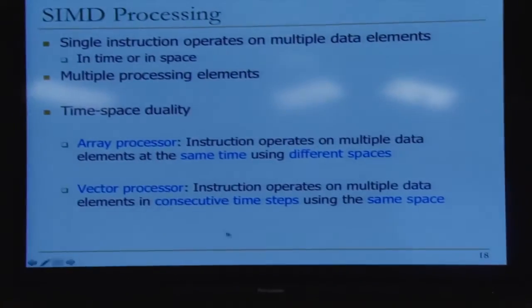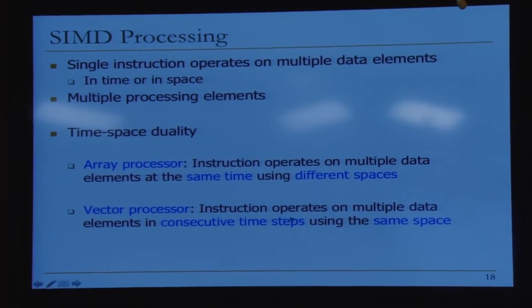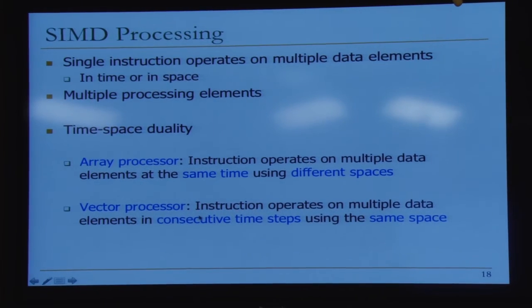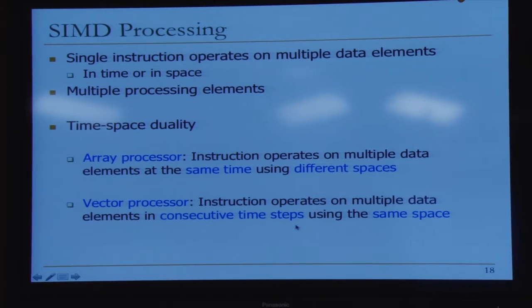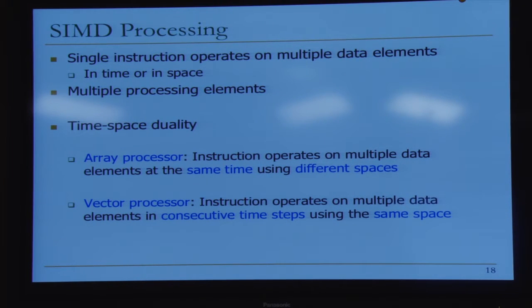So let's take a look at the time-space duality. An array processor, this is a purist's distinction. Today, most of the processors are a combination of both. We will get to that. But in an array processor, an instruction operates on multiple data elements at the same time using different space, using different functional units. But you can do this in time also. A vector processor: an instruction operates on multiple data elements in consecutive time steps using the same space, or same functional unit. They're both SIMD machines, except they're doing it differently.